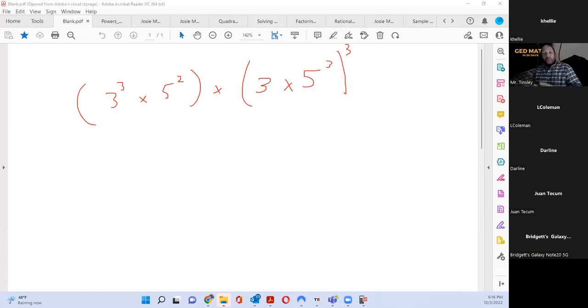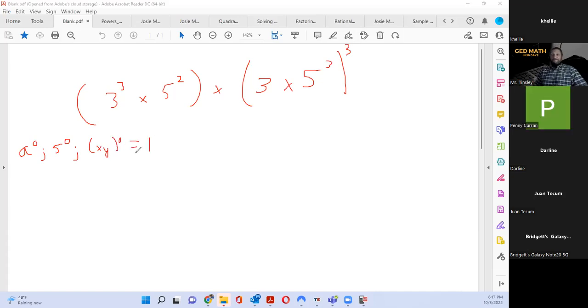So this is one of the first five, where you have to know your exponent rules. So let me kind of summarize the exponent rules. I'm going to do them fairly quickly. If you don't know them, then what you're going to have to do is play the video over, and you may have to pause and then write them down. The first rule is that anything to the zero power, no matter what it is, is one.